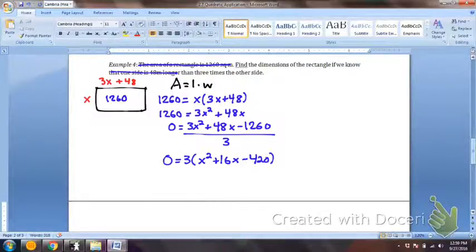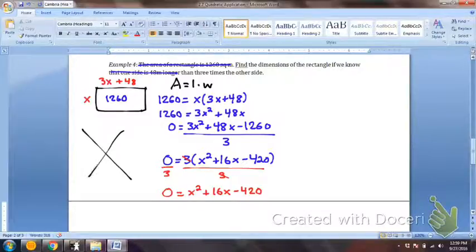Now, what do we do with this 3, though? Do you agree that this 3 is being multiplied on this side? So we can divide by 3 and divide by 3, and what happens? What's 0 divided by anything? 0. So essentially our 3 just goes away. We can think of it that way. So I have 0 equals x squared plus 16x minus 420.